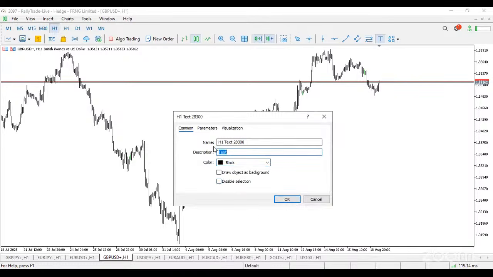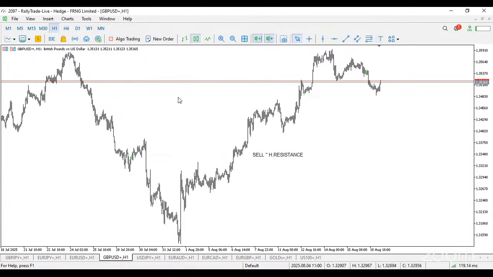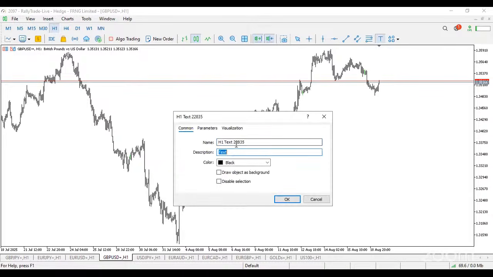Let me just quickly write that out for us. Sell at horizontal resistance. That's a very good reason to sell. Then you can also decide to sell in a downtrend after a pullback. Also decide to sell in a downtrend after a pullback back to the premium area. After a pullback, there is at least a 50% pullback.